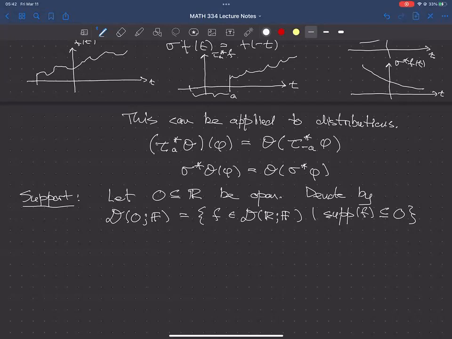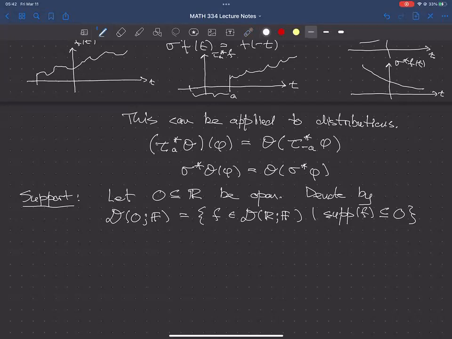Notice that this means that the support of f is closed, and so the support of f will never equal O, because it has to be closed and O is open. If you have an open set like this, the support has to be inside the open set and not include the boundary points.